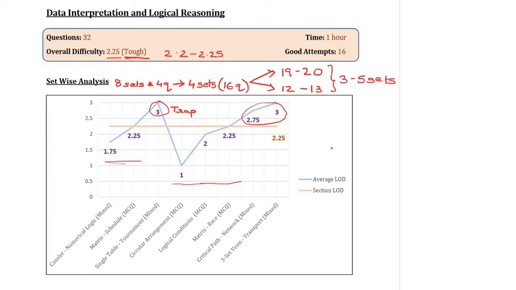Coming to the other sets, if I look at these other sets here, the easiest set was the one on circular arrangements, which was a fairly basic set, and any student with bare minimum practice of CAT or MBA CET questions could have solved this.